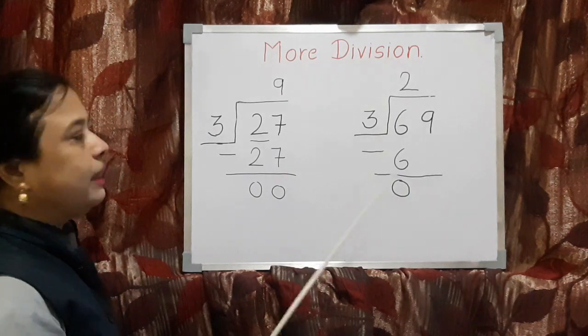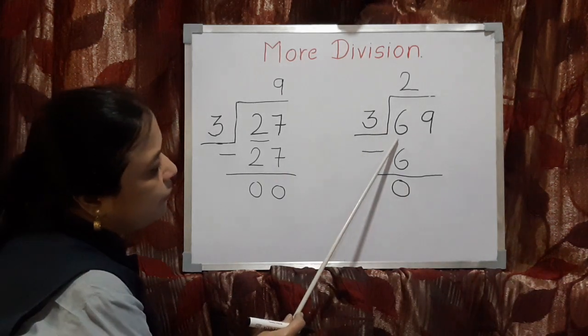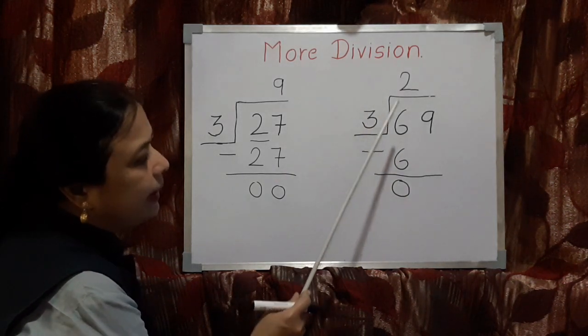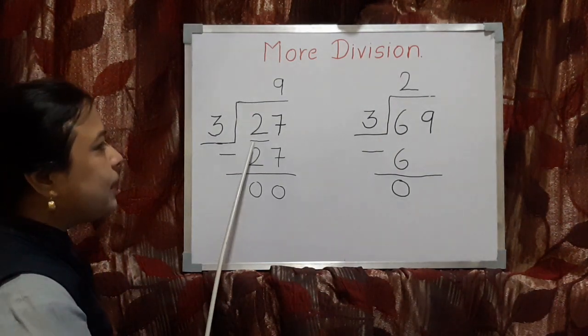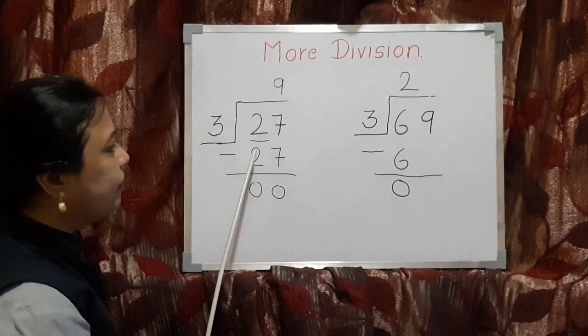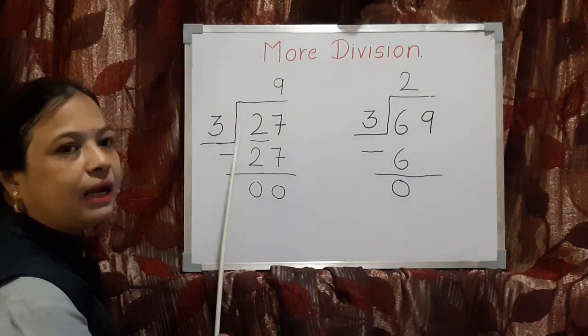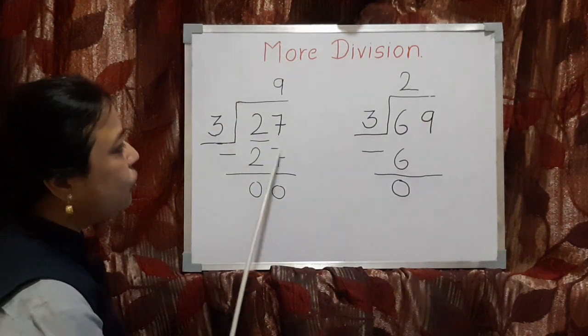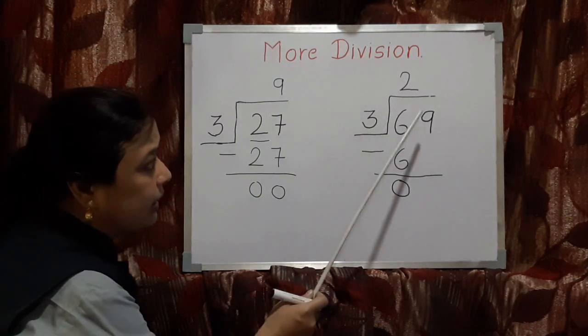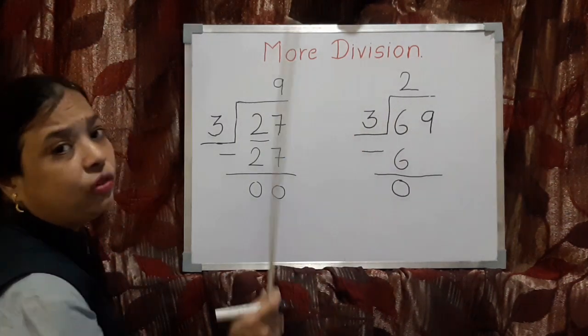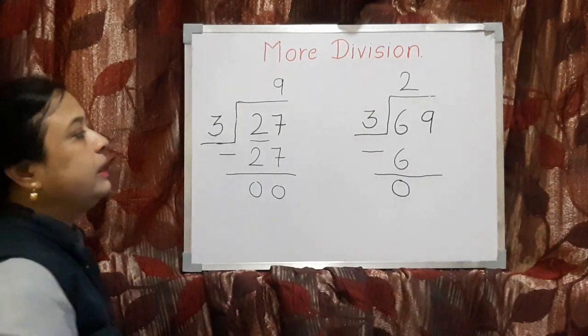हमको क्या याद रखना है कि अगर जो ये फर्स्ट वाला नंबर अगर 3 से बड़ा है तो हमको एक ही नंबर लेना है. यहाँ पे नंबर छोटा था, 3 से छोटा है 2 नंबर, so we had taken both the numbers together. अगर छोटा है तो दोनों नंबर लेना है, लेकिन अगर डिवाइजर से डिविडेंड का फर्स्ट नंबर अगर बड़ा है तो हम एक ही नंबर लेंगे.